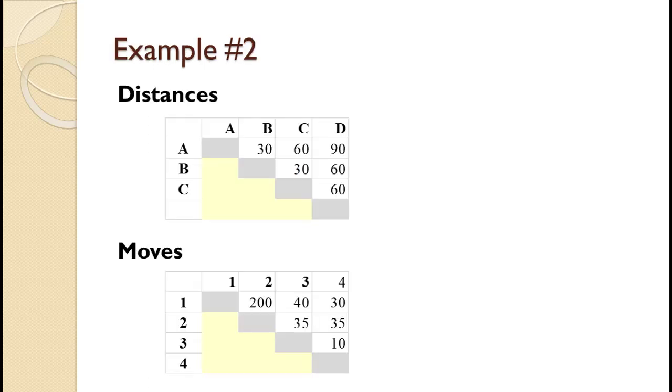Here's an example for you to try. A plant has the distances between locations and movement between work centers shown on the screen. Assign the work centers to locations to minimize the amount of movement. Since you've seen an example already, let me suggest that you pause the video and try to work this problem on your own. Once you're done, you can use the video to check your work and spot any mistakes you might have made.